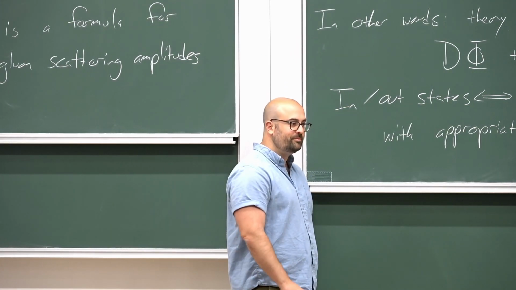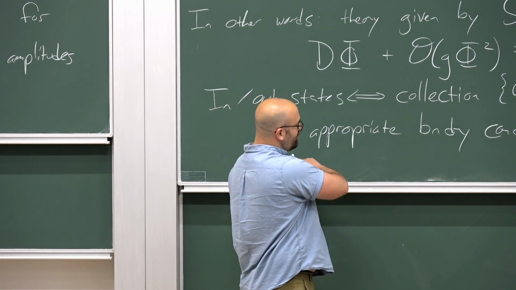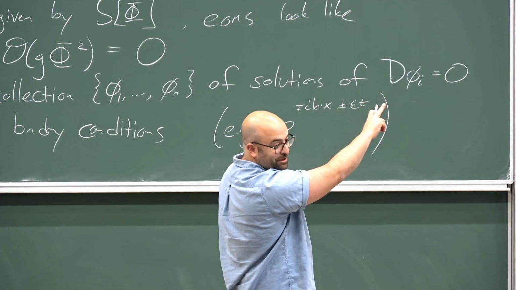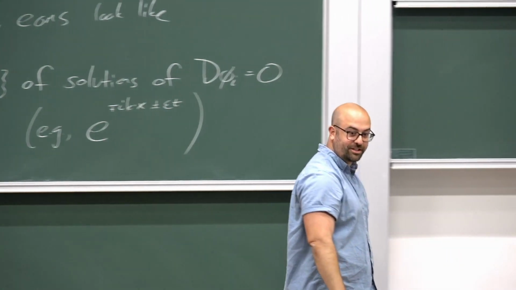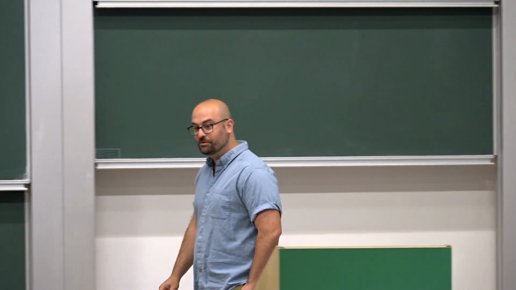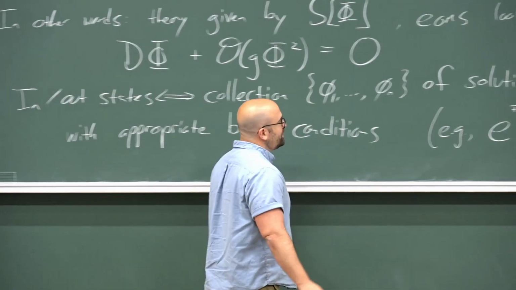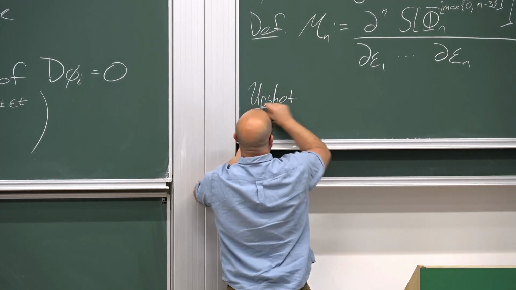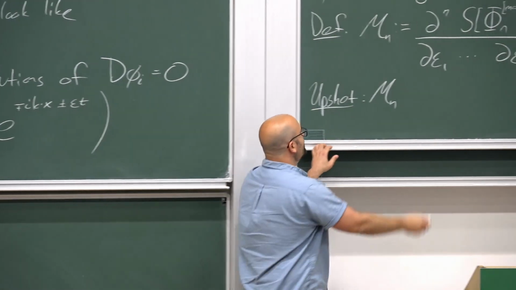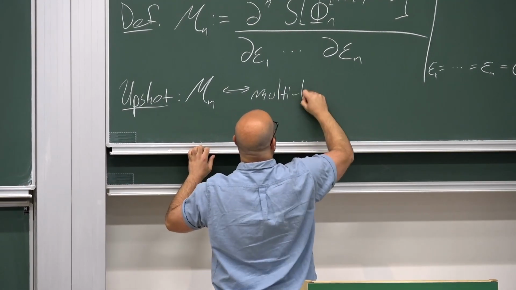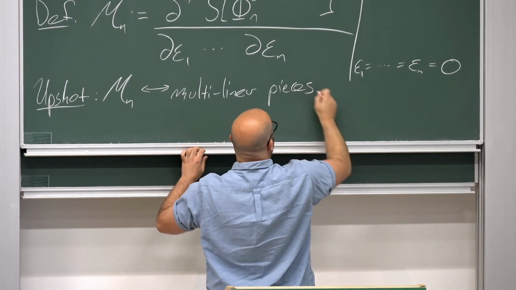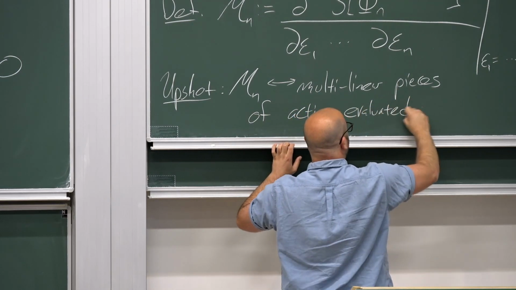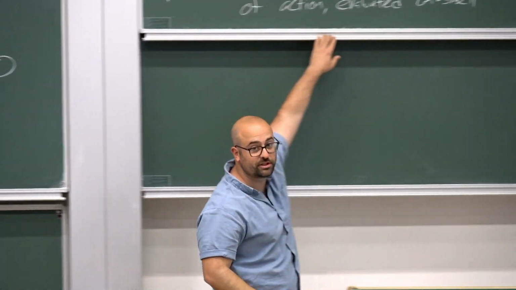The two-point function is, I claim without proof, determined by the boundary conditions for your linearized solution, because it's just given by evaluating the action. That's why there's a max of 0 there, so you don't get a negative number. You just take the quadratic part of the action and take the bilinear piece of it, and if you pick the boundary conditions right, this will give you a two-point function. So in some sense, the upshot here is that tree-level scattering amplitudes, these things I'll call M_n, are just multilinear pieces of the classical action evaluated on shell. By on shell, I mean on a solution to the equations of motion.